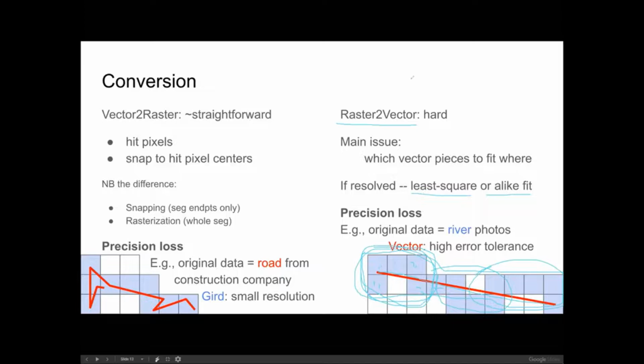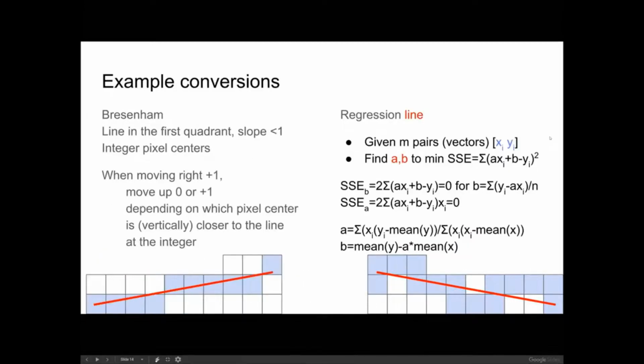So the question of conversion between the two data formats is far from being solved, or at least not necessarily solved uniquely. But nevertheless, we will look into a couple of ways of going between the vector and raster data, back and forth.